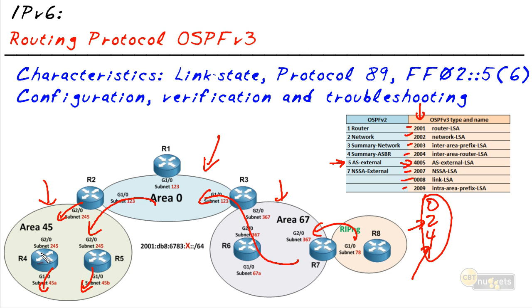But the LSA type 2001 that R4 generates, when R2 sees that, R2 is not going to forward any LSA that begins with a 2 outside of this local area. Again, what happens in Vegas stays in Vegas. That's how far an LSA goes if it begins with a 2.